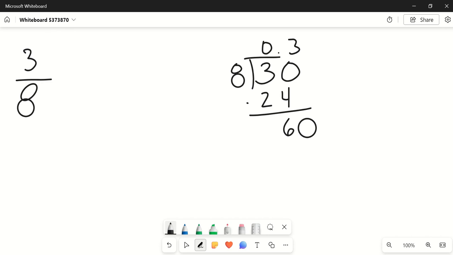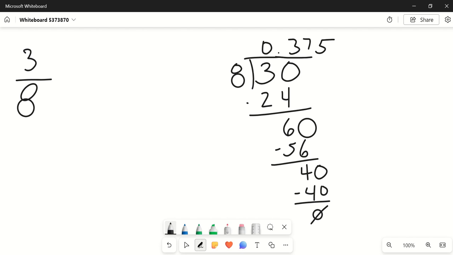Now, I know that 8 cannot go into 60 evenly, so I'm going to guess and check here. And knowing my 8s, I know that 8 times 7 is 56. If I add 8 more to it, it's going to be definitely over. So it's going to be 7. 56. When I subtract, I'll have 4 left over. 8 cannot go into 4. Bring down a 0. 8 goes into 40 5 times, which is exactly 40. And that's it. So 3/8 is equal to 0.375. This is a terminating decimal.